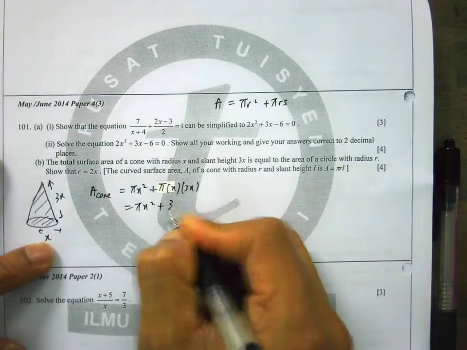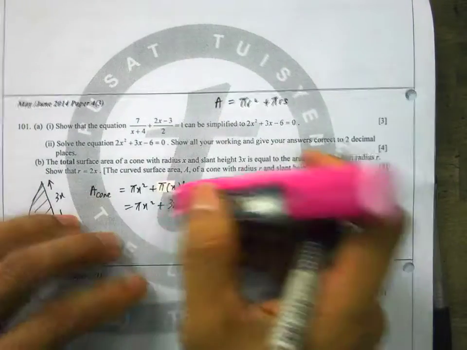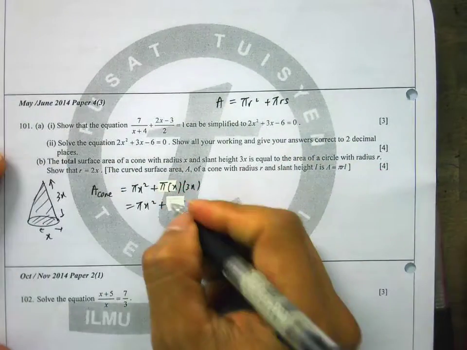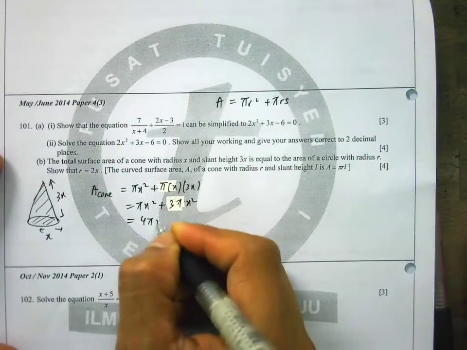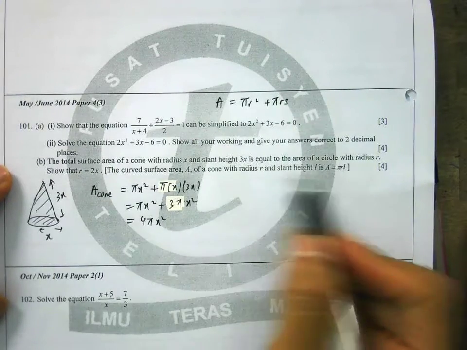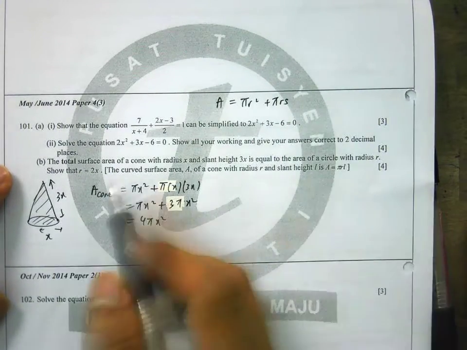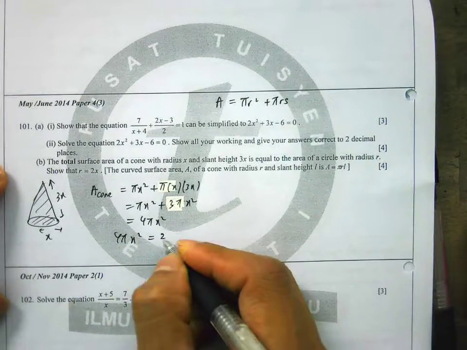This is 3x squared with a pi, so 3 pi x squared. Write it down nicely: 3 pi x squared. So when you add up, you get 4 pi x squared. They say the total surface area is equal to the area of a circle with radius r. So that means 4 pi x squared equals the area of a circle, which is pi r squared.